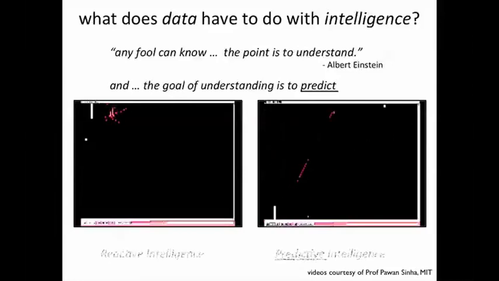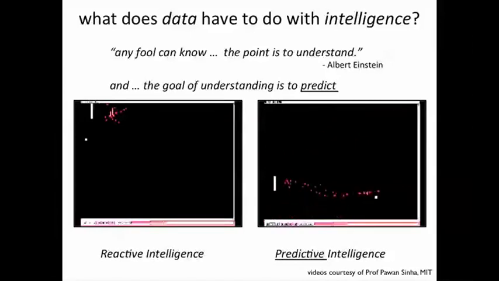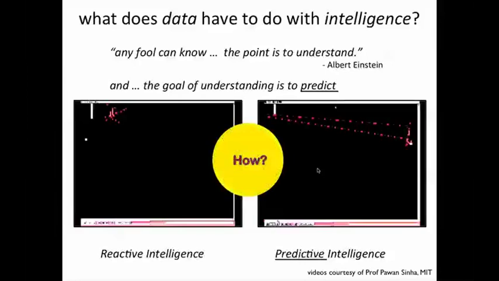It's quite simple. The player on the left is reacting to where the ball is, whereas the player on the right is predicting where the ball is going to go. If you were to wonder which kind of game you played, what would your guess be? It turns out that almost all of us play the game on the right, which is predictive intelligence. The question is how? And we learn to play the game on the right from all the data that we encounter in our lives.